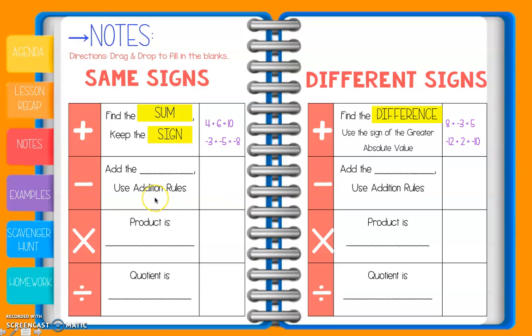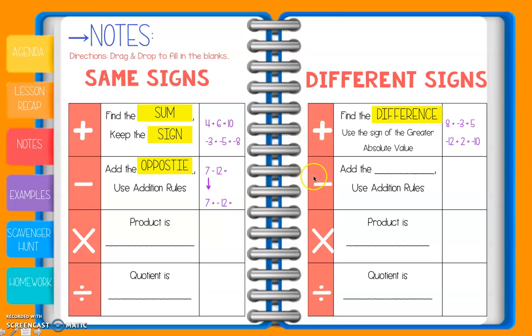Okay. Now, we've talked about the subtraction rule before, but we're going to hit on it again. When we're subtracting integers, we're going to change the subtraction to addition and add the opposite. And once we do that, then we have an addition problem, and we just go up here and use the addition rules. So for example, if we had 7 minus 12, we're going to change the subtraction to addition and add the opposite. And so it becomes 7 plus negative 12. So at that point, we would have different signs, so we would come over here and use our different signs rule.